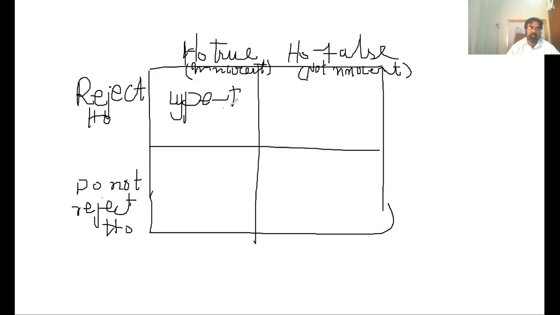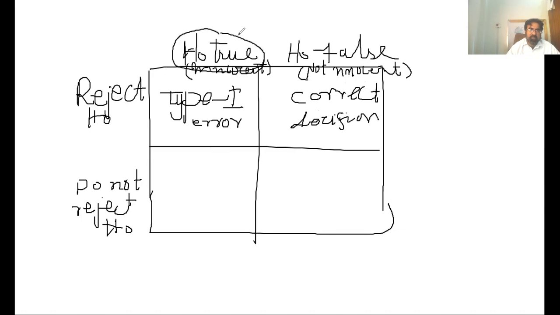You committed a type 1 error, which is also called an alpha error. And if it was false and you reject it, then this decision was correct because the null hypothesis was false and you rejected it. So this was a correct decision. And here, if this null hypothesis was true and you do not reject, the decision is correct.